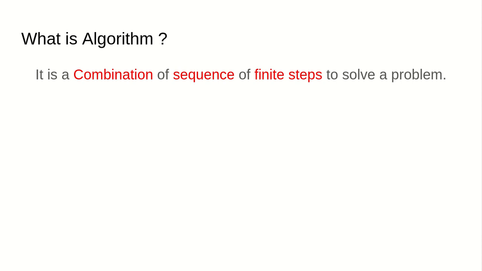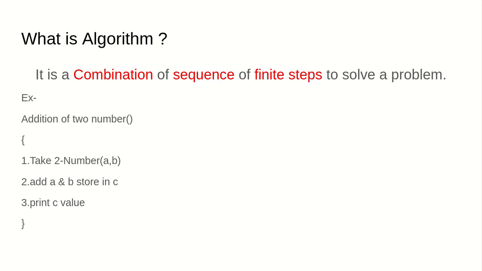An algorithm is a combination of a sequence of finite steps to solve any problem. Mark these words: combination, sequence and finite step. What is the meaning of combination, sequence and finite step? We will see these using an example.